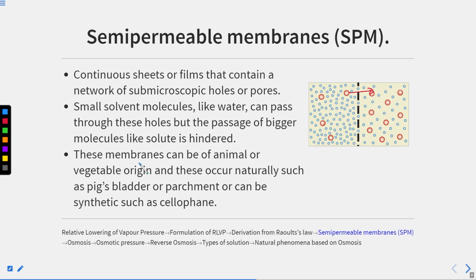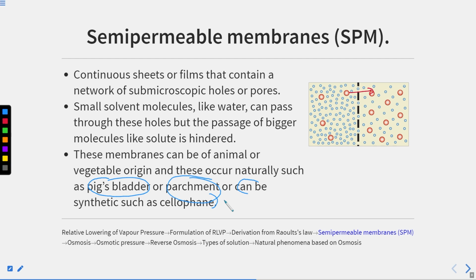Now, if you ask where this semi-permeable membrane comes from, it can be from animals also. Inside our body, we also have a semi-permeable membrane. In plants also, they have this semi-permeable membrane. Or you can have a pig's bladder, or parchment. Or it can be made synthetically from cellophane also. So these are some examples of semi-permeable membrane.